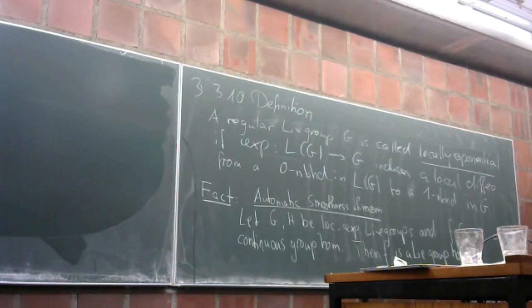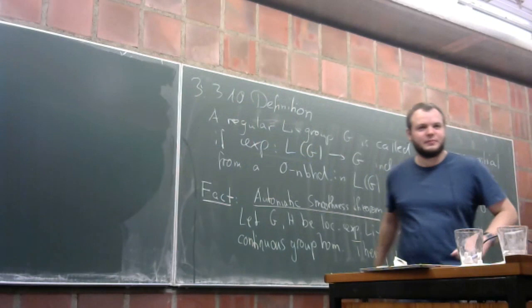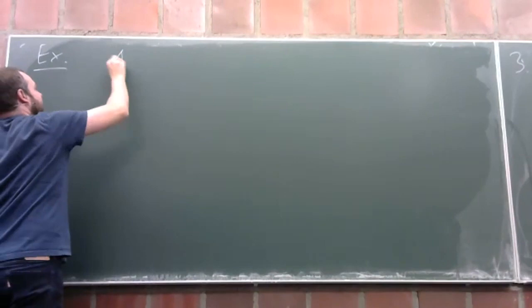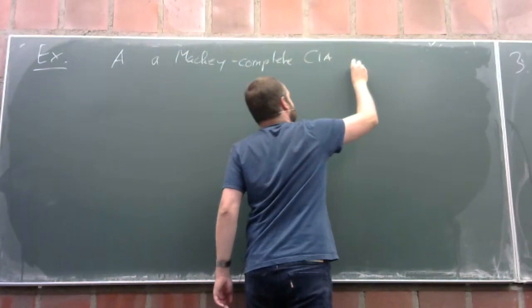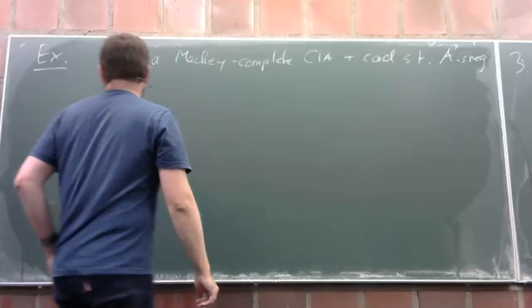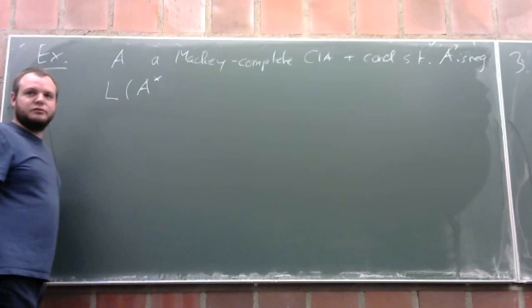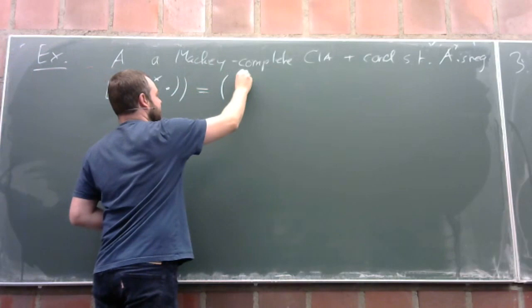Unit groups of CIAs are like infinite dimensional matrix Lie groups. For matrix Lie groups, we also have the nice exponential function. So, example: we have A, a CIA, plus this condition such that it's regular. An exercise is, so we know that the unit group with the induced multiplication is an infinite dimensional Lie group. What is the Lie algebra associated with it? It's the whole space with the commutator bracket.